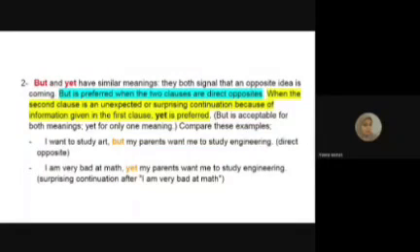So the other note that we have is about but and yet. But and yet have similar meanings. They both signal that an opposite idea is coming. But is preferred when the two clauses are direct opposites. Yet is preferred when the second clause is an unexpected or surprising continuation because of information given in the first clause. So both of them provide an opposite meaning, okay? But is preferred when the clauses are direct opposites. That means you expect the opposite. You expect what is coming after but.